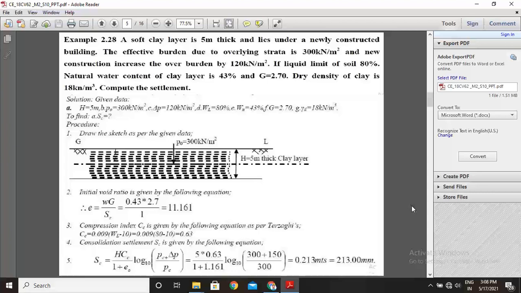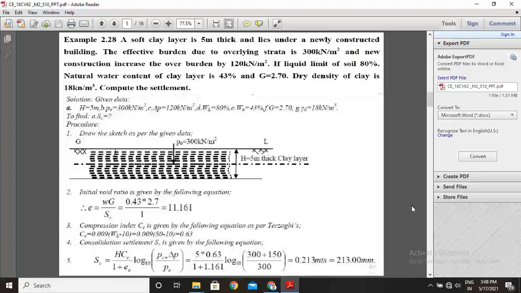Next step, compression index C_c is given by the following equation as per Terzaghi. C_c equal to 0.009 times (W_L minus 10). So here in this equation substitute the values. 0.009 times (liquid limit is 80%, that is 80, minus 10). So the answer is 0.63.